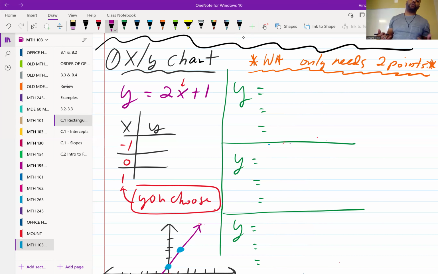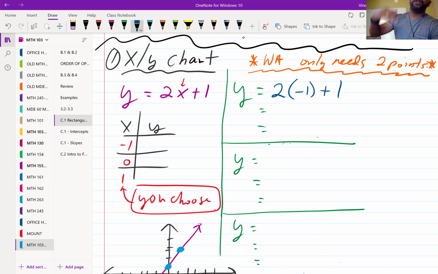So once again, I've chosen -1, 0, and 1. If you want to do 1 and 2, because you don't want to do a negative number, or 0 and 1, whatever the case may be. So now, whatever I choose for x, I'm going to plug in to find the corresponding y value. For each x value, there's going to be a corresponding y value. So that'll be 2 times -1 plus 1, because notice it says y is equal to 2x plus 1. So y is equal to 2 times -1 plus 1.